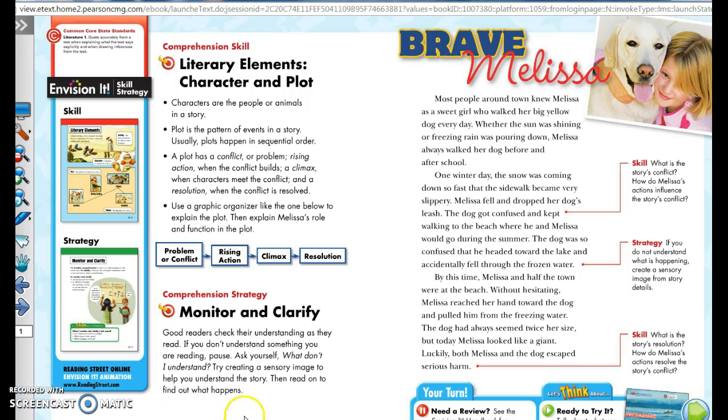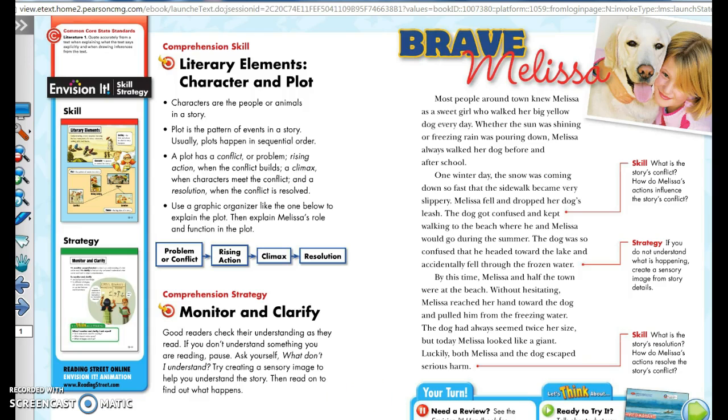So turn to page 24 in your Reading Street book, and you'll see the comprehension skill, literary elements, character and plot, and the comprehension strategy, monitor and clarify. And then on the other page is Brave Melissa. So the first thing we'll do is go through the comprehension skill and strategy.